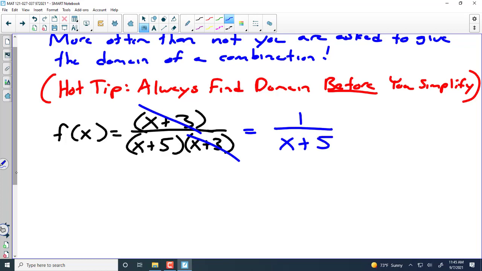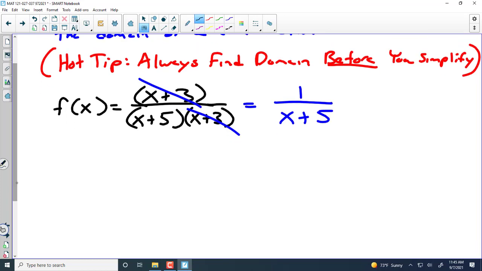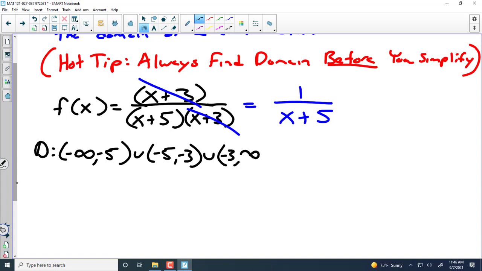But according to the hot tip above, what should you always do before you simplify? Find the domain. For instance, this one right here, and here's a little throwback to week 1 of this class. You need to jump over the two numbers, -5 and -3, because those numbers will make you divide by 0. Because if you put either a -5 or a -3 in there, you will get 0 on the bottom. And we can't have 0 on the bottom. This is something we learned how to do the first week. First we determined that x couldn't equal -5, x couldn't equal -3, and then we jump over those numbers in the proper order.